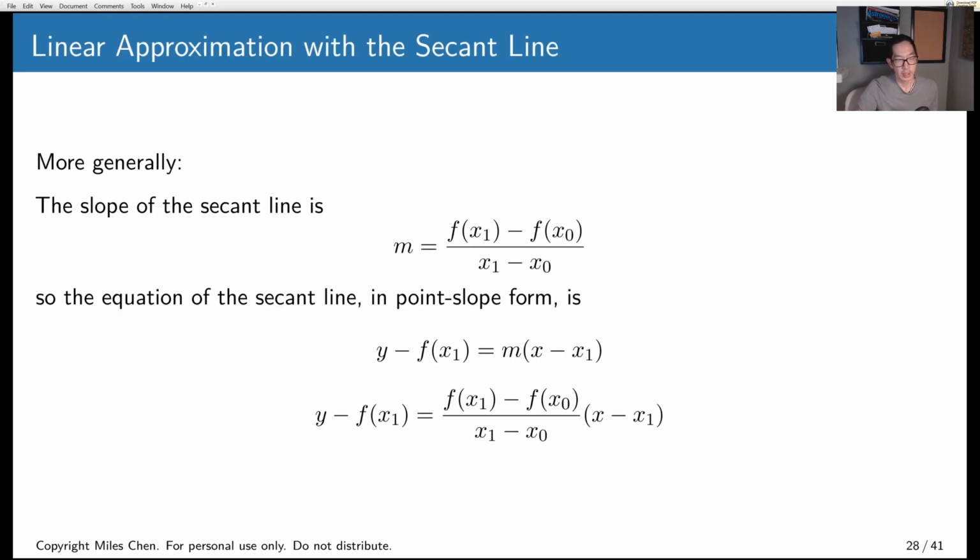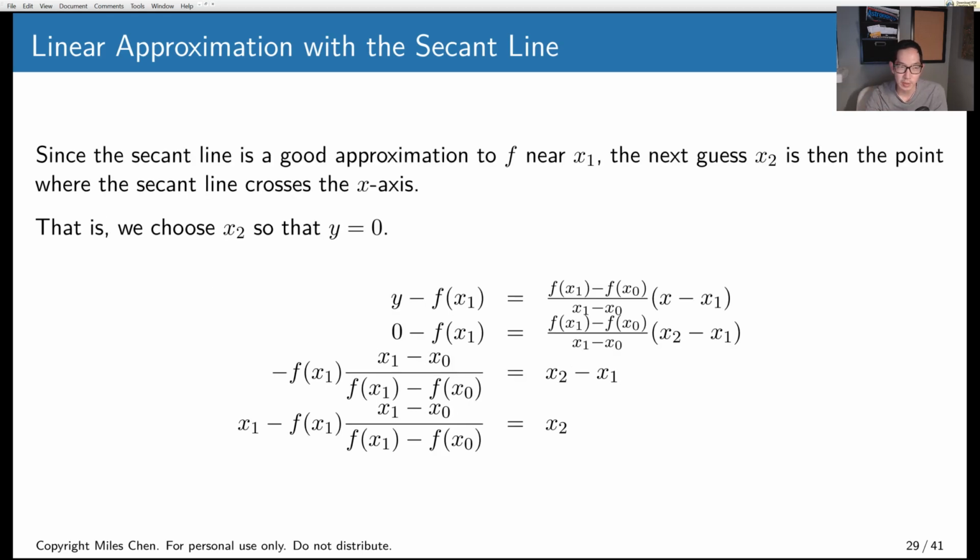To generalize this, the slope of that secant line is: how different is x0 from x1, and how different was f of x0 from f of x1? So the change in y is this, divided by the change in x is this. Then you have point slope form for the equation of a line, which, if you're going to plug in x1, is y minus f of x1 equals the slope times x minus x1. I can replace m with the value of the slope, and so I get this. Now I want to solve for where this is equal to 0, so we plug in 0, so we want to choose x2 so that y is equal to 0.